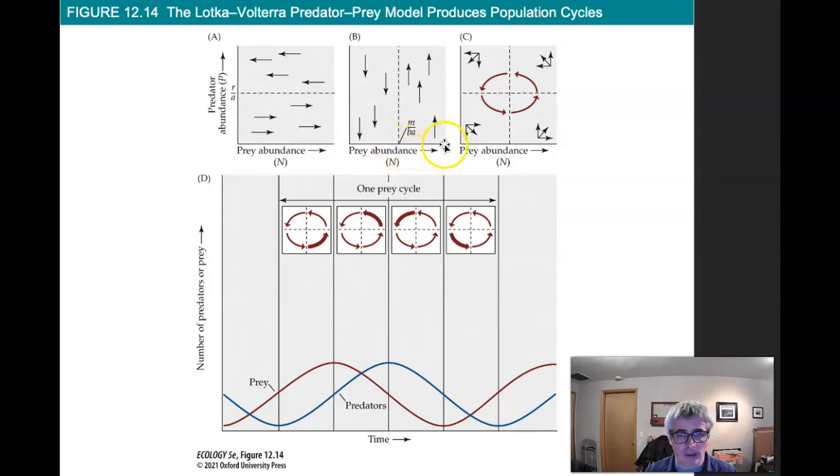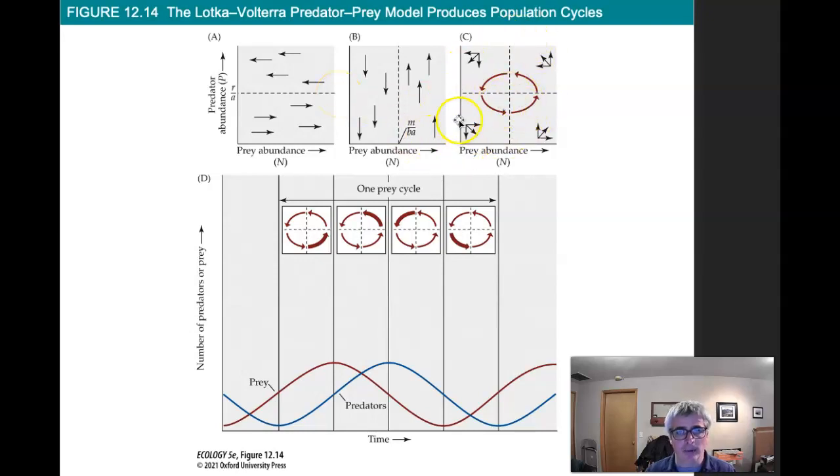If the number of prey is above that line, we have an increase in predators. That this B term is really working hard and they're making more predators. If we have less prey than M divided by BA, then the predator abundance decreases. How we get from that to cyclic nature is this graph.